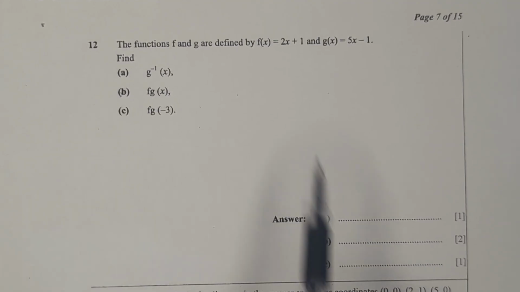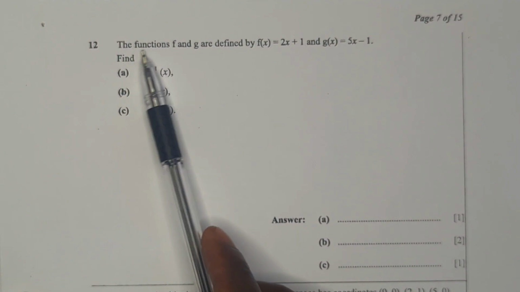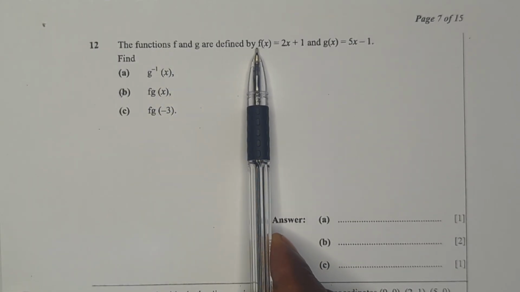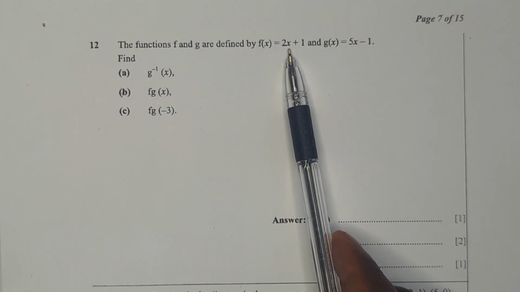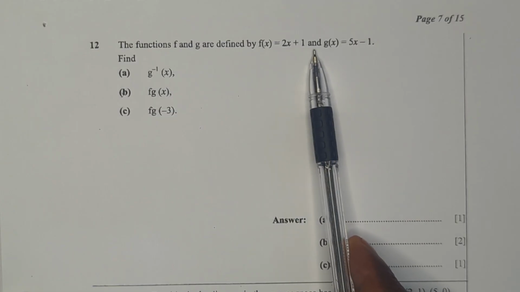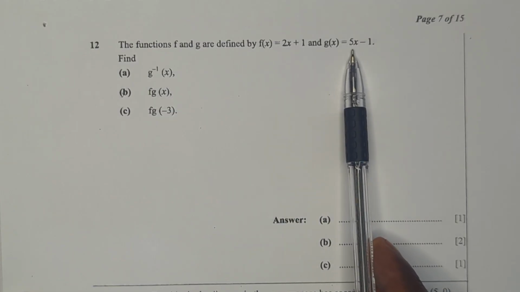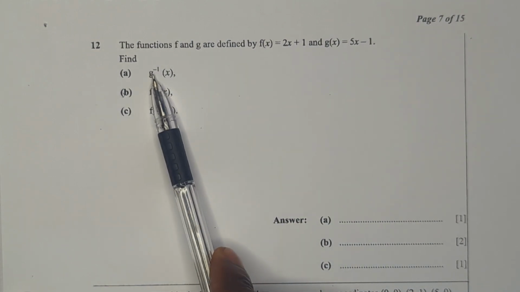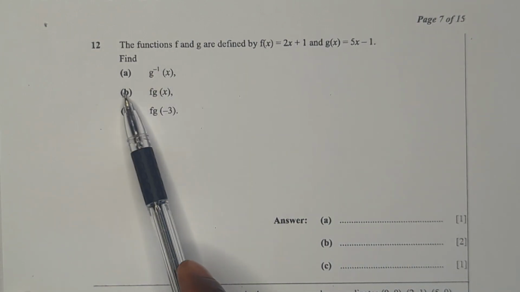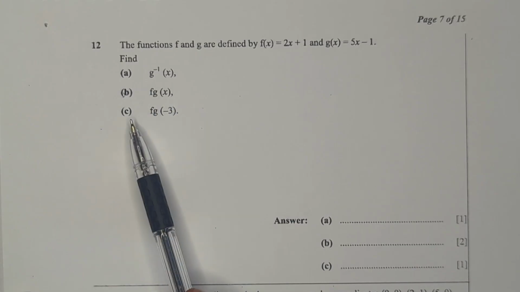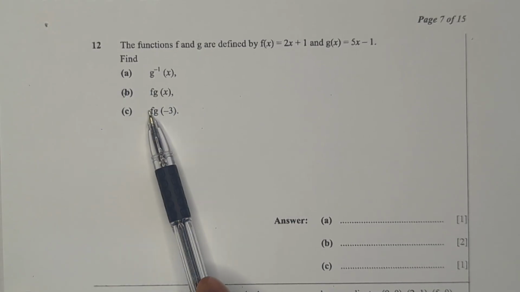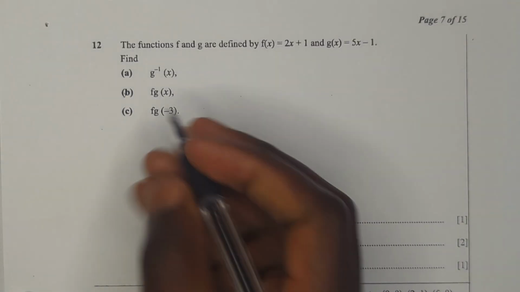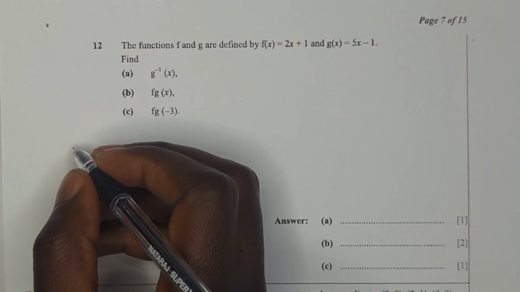Now here the statement says the functions f and g are defined by f of x is equal to 2x plus 1 and g of x is equal to 5x minus 1. Find a, g inverse of x; b, fg of x; c, fg of -3. So to start with, we are going to start with number A.